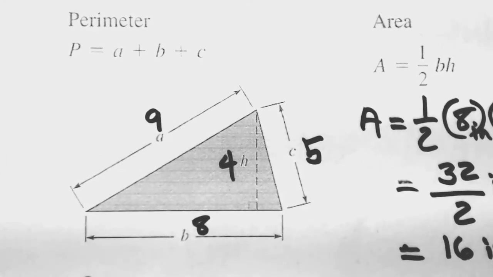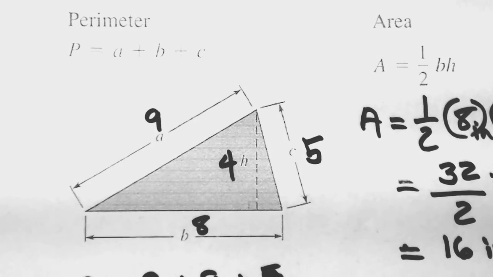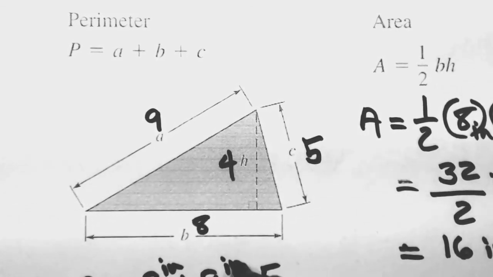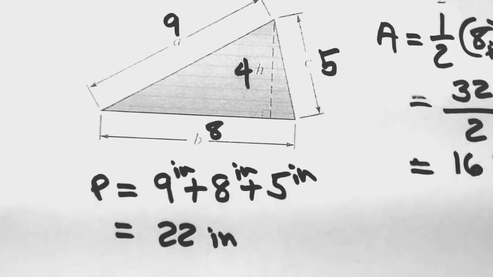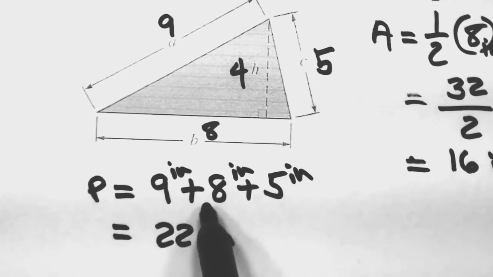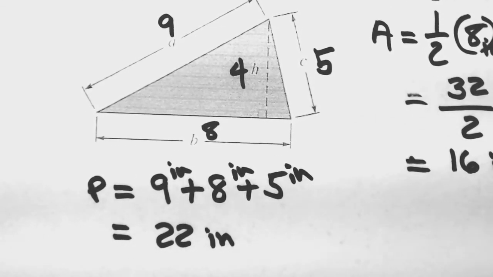The perimeter is going to equal the A value, 9, plus the B value, which is 8, plus the C value, which is 5. So what do we end up with here? 9 and 8 is 17, plus 5 is 22. And if it was in inches, these would all be just plain inches, like terms. They're not multiplying each other. So that's why the total here would be 22 inches going all the way around.